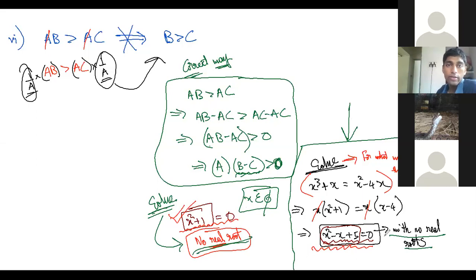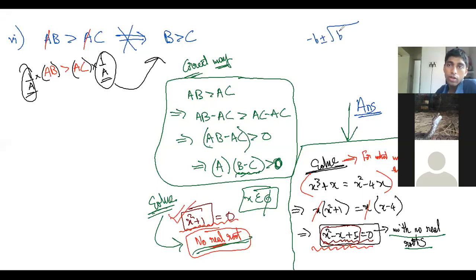Anyone else has a different answer? Sir, can we use Sridhar Acharya's formula? See, after using that only, you won't get it. If you know Sridhar Acharya's formula, minus b plus or minus the square root of b square minus 4ac, all over 2a. Does everyone know this? Yes, sir. Good, very good. I thought you people did not know.